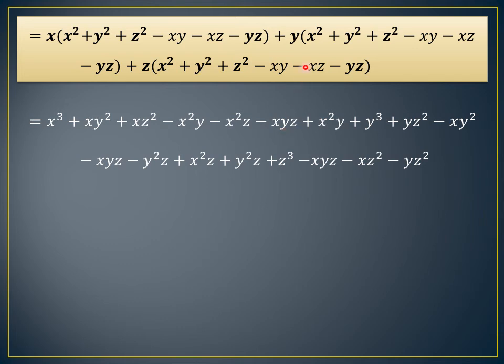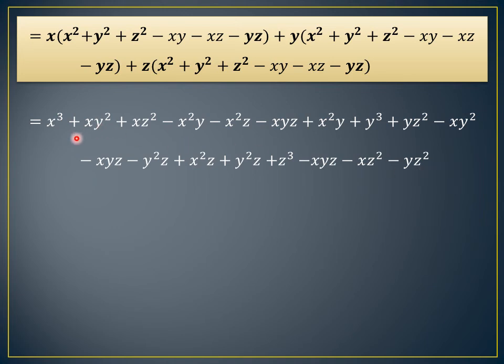Same goes for the next bracket: y into x square is x square y, y into y square is y cube, y into z square is yz square, y into minus xy is minus xy square, y into minus xz is minus xyz, y into minus yz is minus y square z. Same goes for the next bracket: z into x square is x square z, z into y square is y square z, z into z square is z cube, z into minus xy is minus xyz, z into minus xz is minus xz square, z into minus yz is minus yz square.